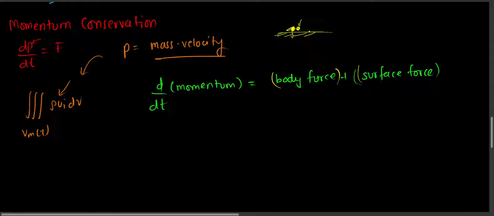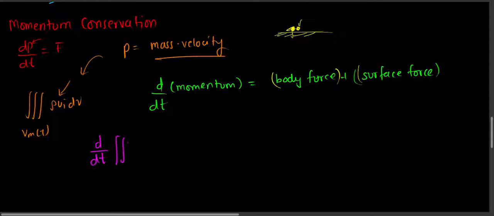And then you have different kinds of stresses, shear stress, normal stress, and so on. So those kinds of forces are known as surface forces, and therefore we need to add them as well. So change in momentum equals body force plus the surface force. And then how can I write this mathematically?